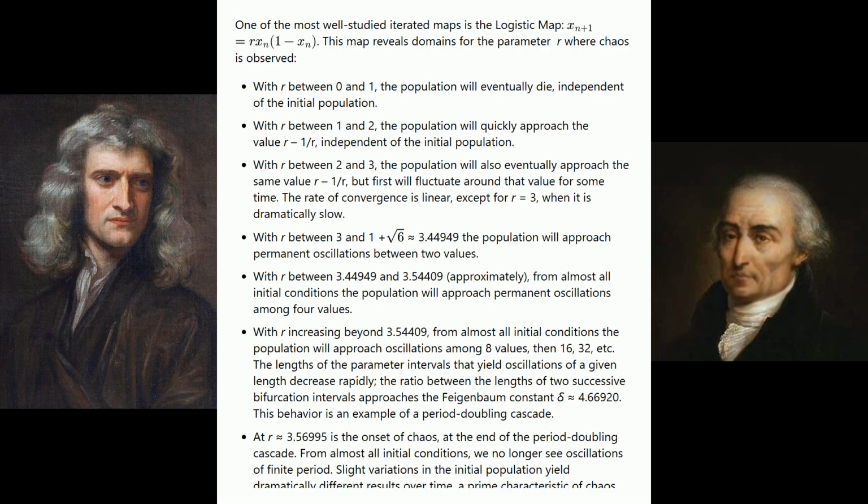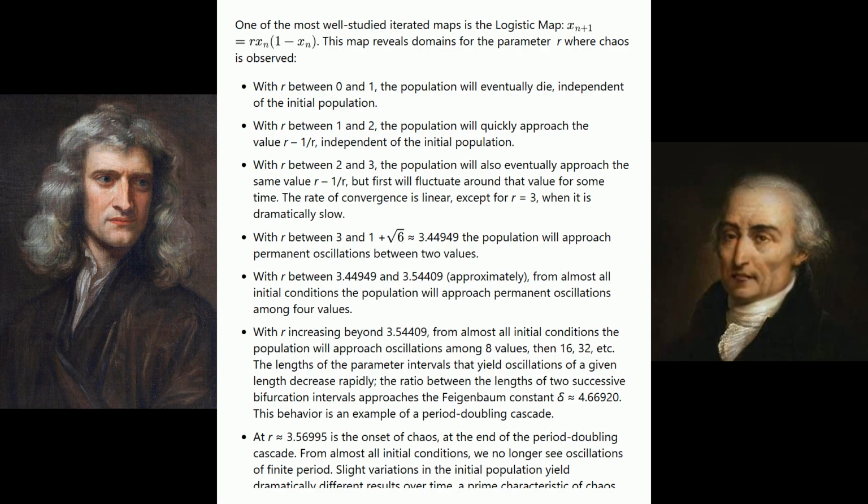The lengths of the parameter intervals that yield oscillations of a given length decrease rapidly. The ratio between the lengths of two successive bifurcation intervals approaches the Feigenbaum constant delta, which is almost equal to 4.66920. This behavior is an example of a period doubling cascade. At r almost equal to 3.56995 is the onset of chaos, at the end of the period doubling cascade. From almost all initial conditions, we no longer see oscillations of finite period. Slight variations in the initial population yield dramatically different results over time, a prime characteristic of chaos.